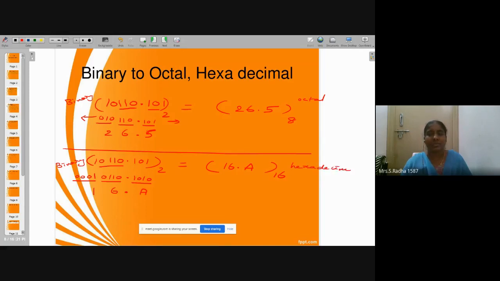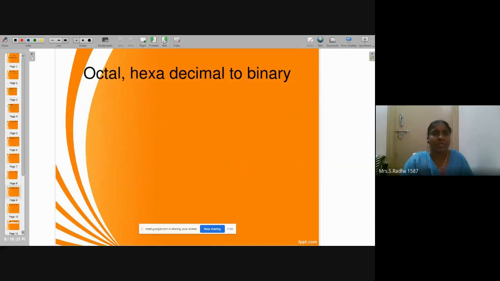To the left of the leftmost digit, any number of zeros can be added. To the right of the last digit, any number of zeros can be added. Already you are familiar with this, so I am just moving. Similarly, for octal to hexadecimal you compulsorily have to go through binary, and only then go to hexadecimal.